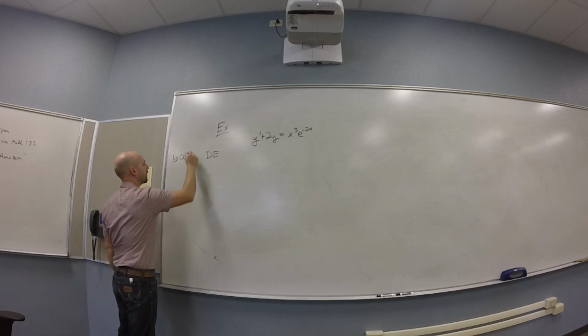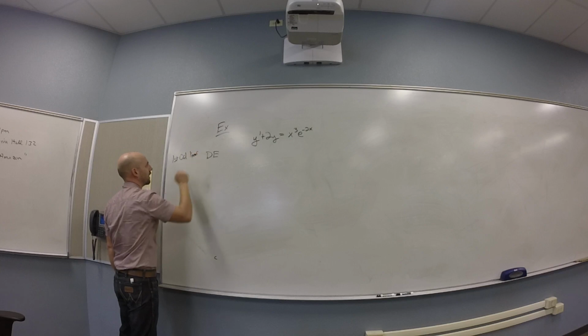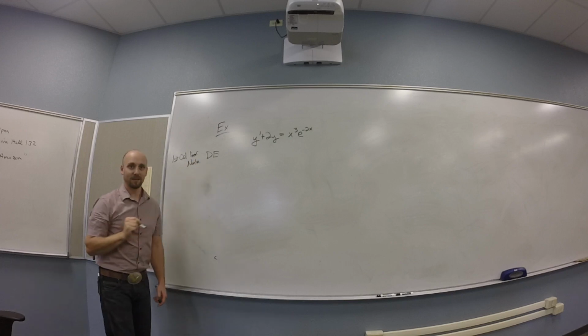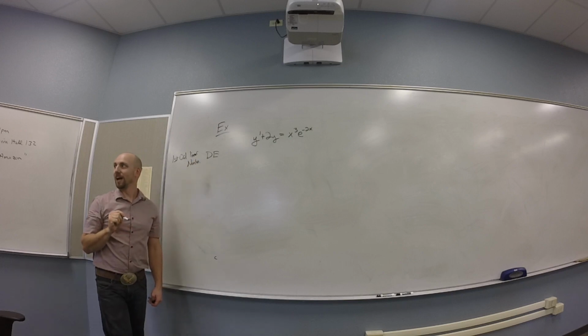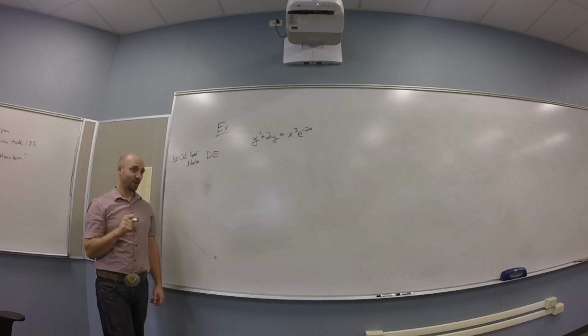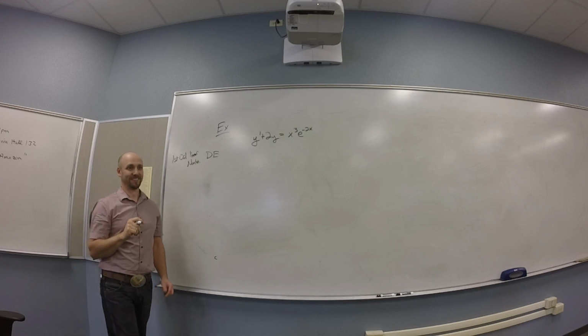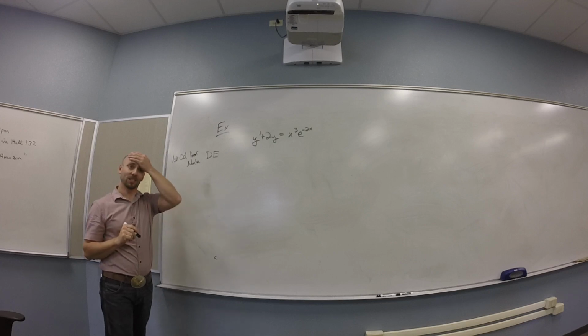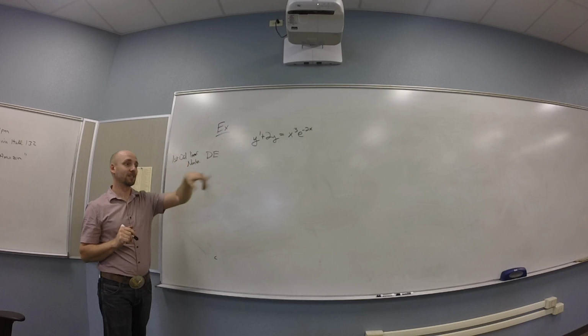And it's non-homogeneous. My word "homogeneous" is going to keep getting shorter and shorter until it's just an h. What's the part that makes it non-homogeneous? It's not equal to 0.